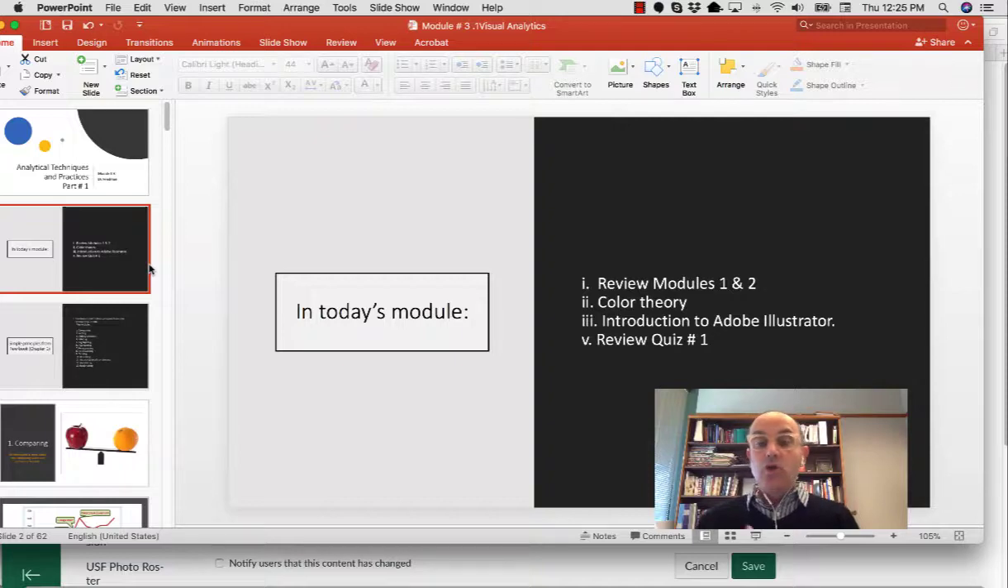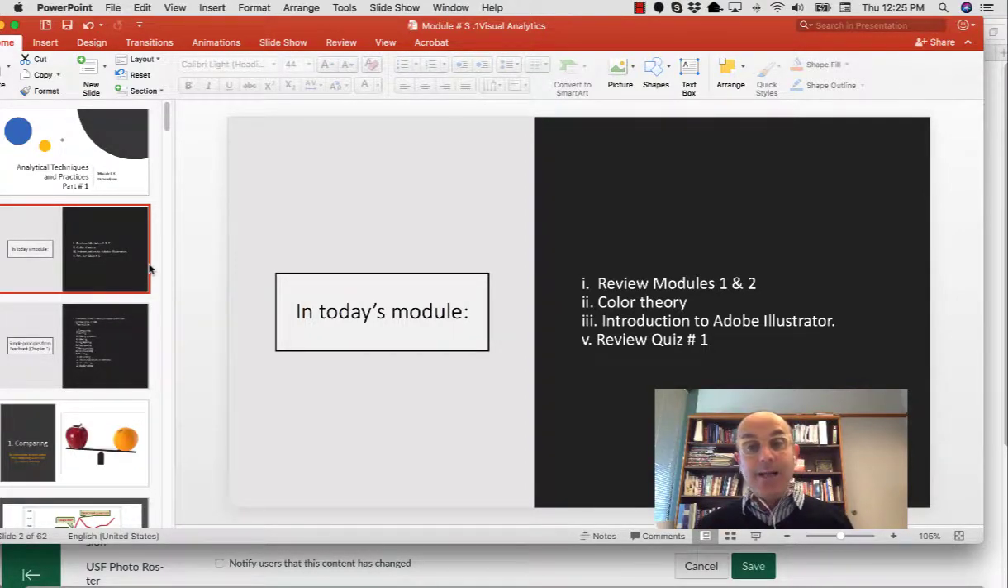And we are going to talk about vector graphics, and specifically we're going to see Adobe Illustrator, which is one of the more famous applications to use to create vector graphics.